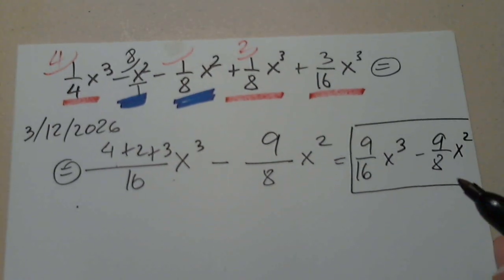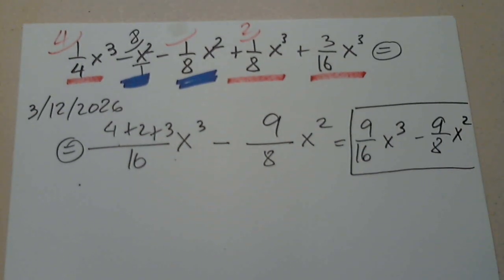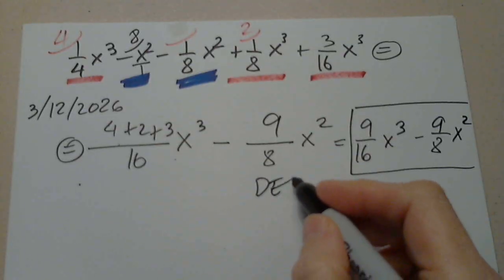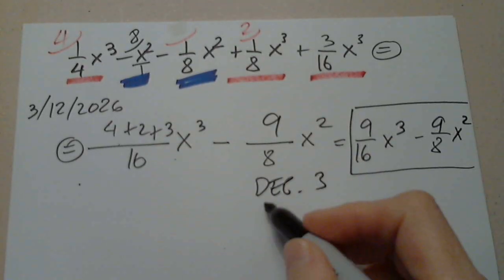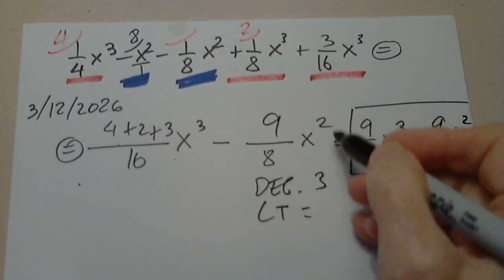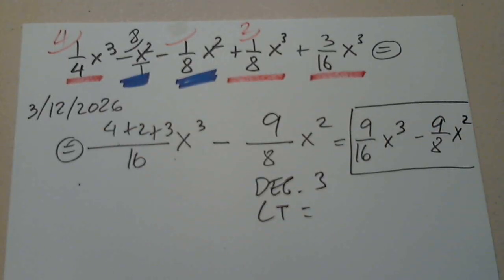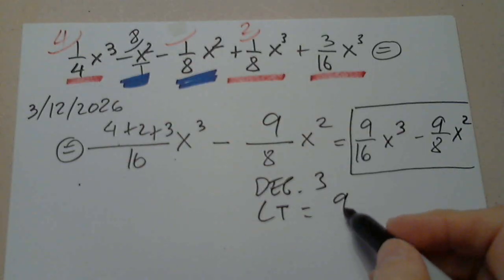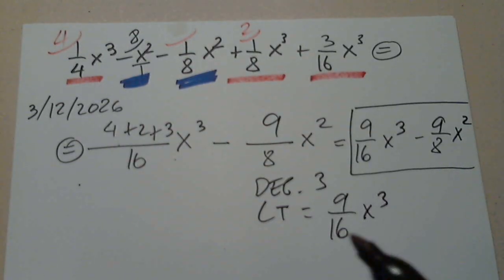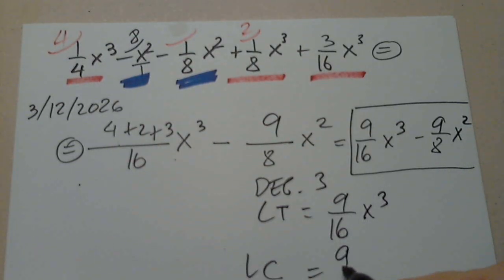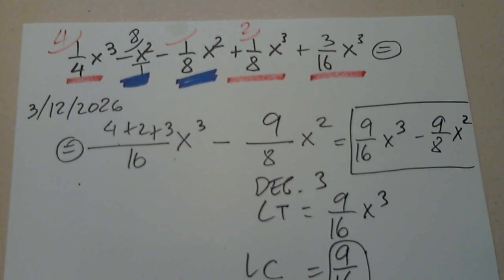In case we're asked, because I don't remember the problem, the degree is 3. The leading term is the whole powerful term that leads, if you want, which is 9 over 16 x cubed. And the leading coefficient is only the number in front of the degree, so to speak.